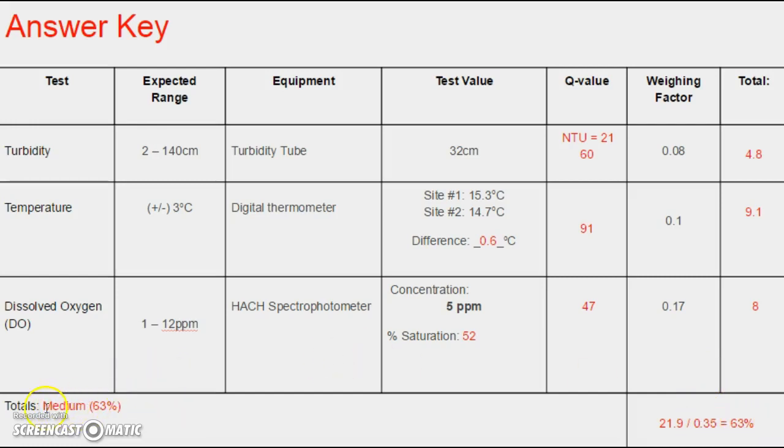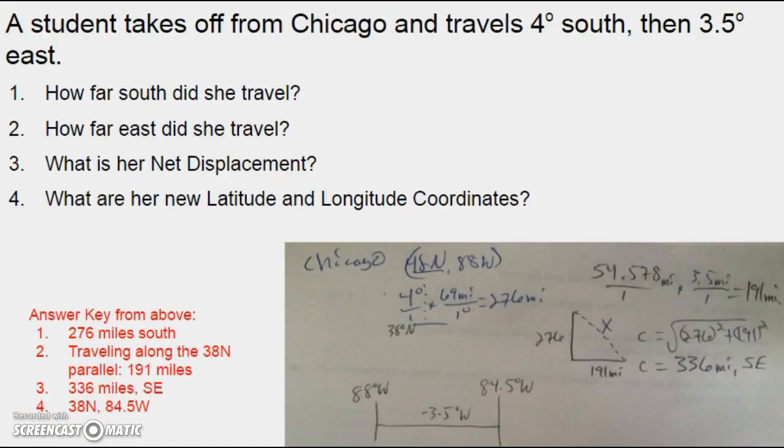Therefore, my overall health is going to be medium at 63%, and I'll provide the qualitative explanation for percentages tomorrow. That'll be on the exam. And if you notice, the healthiest was temperature, and the least healthy was dissolved oxygen. And remember, dissolved oxygen has a high weighing factor, so as a result, it's going to bring this overall average down. Moving on, more math.